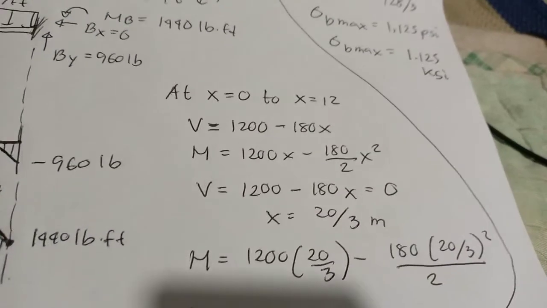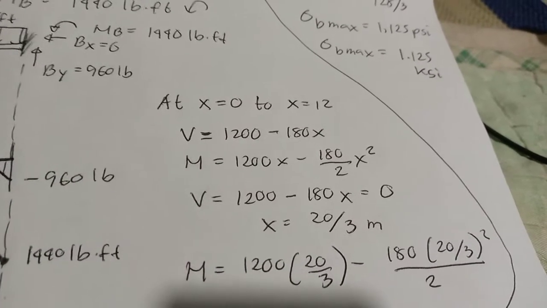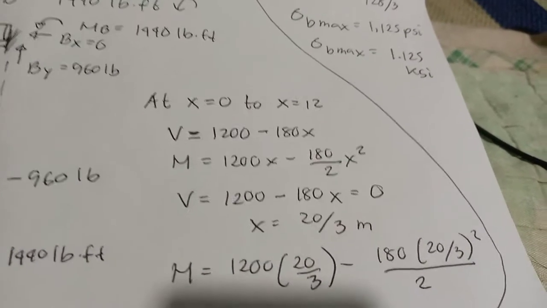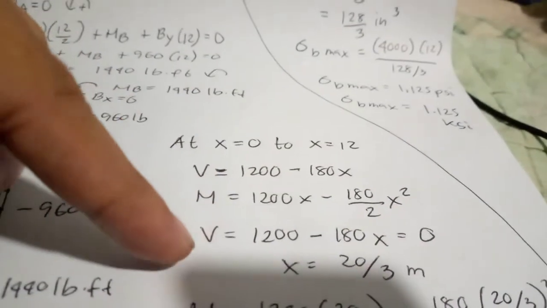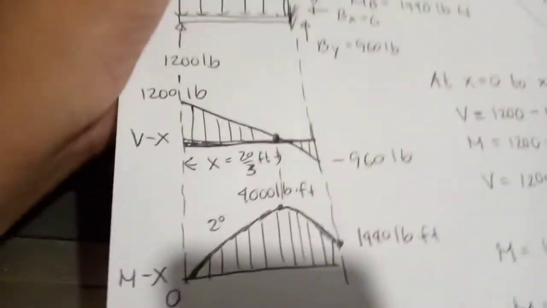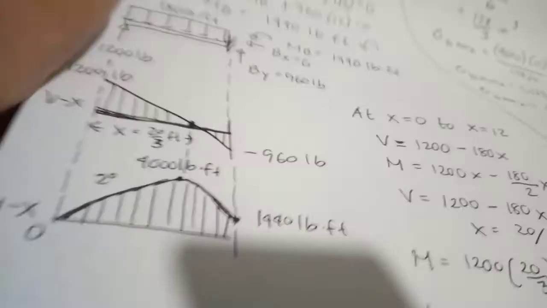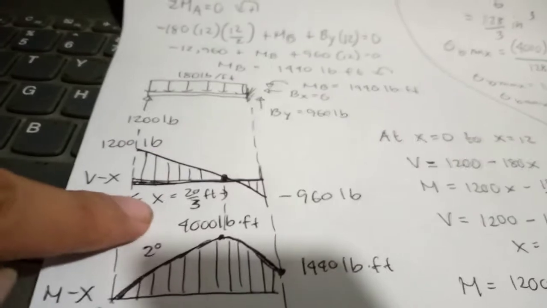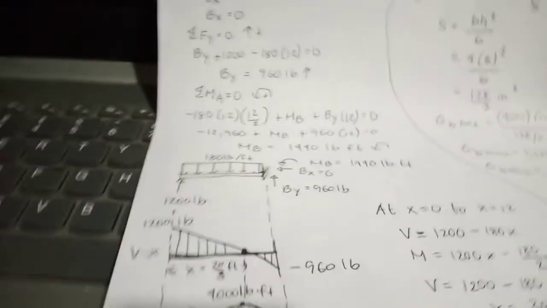Then I computed at what value of x your shear equation will be equal to 0. I equated this to 0 and I got x equals 20 over 3. This is the point, x equals 20 over 3, where your V will become 0.